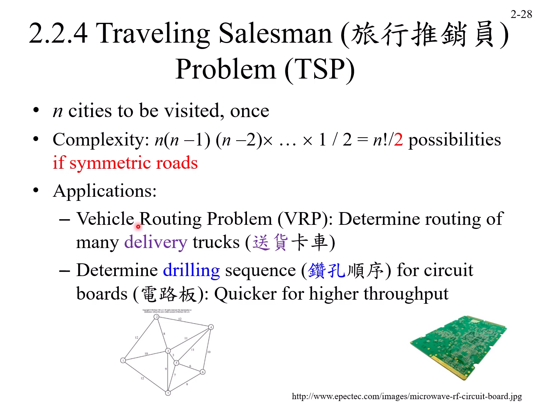This kind of problem has a lot of applications. For example, the VRP problem. This is for e-commerce or trucking companies. They try to deliver goods to their customers, or determine the drilling sequence for a circuit board. And we try to find the shortest path because we try to increase throughput, which is an important KPI or metric in a modern factory.